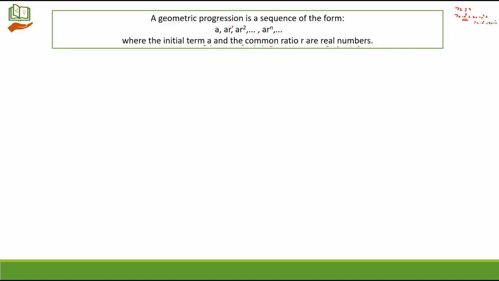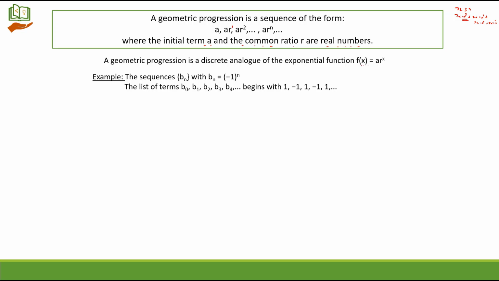This is a geometric progression. A geometric progression is a discrete analog of the exponential function f(x) = a·r^x. So based on the value of x, the sequence will have the terms. Let's take an example. The sequence is b_n, with b_n equal to (-1)^n. So how will we get the list of terms for this particular sequence? From 0 we have to start. So it is b0, b1, b2, b3 and b4.